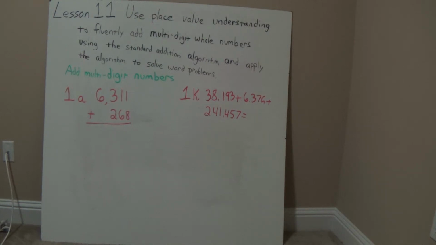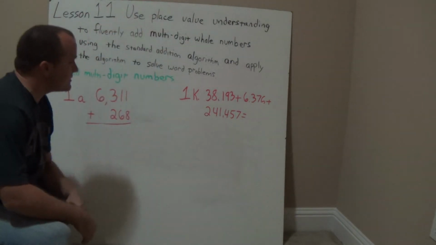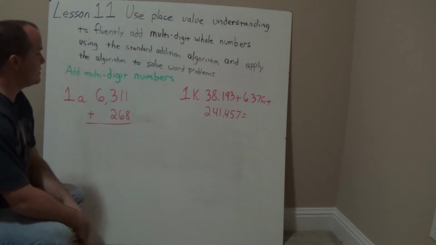Today's lesson is Lesson 11. Use place value understanding to fluently add multi-digit whole numbers using the standard addition algorithm and apply the algorithm to solve word problems. So what are we doing today? Well, basically, to sum this all up, we're actually adding multi-digit numbers.